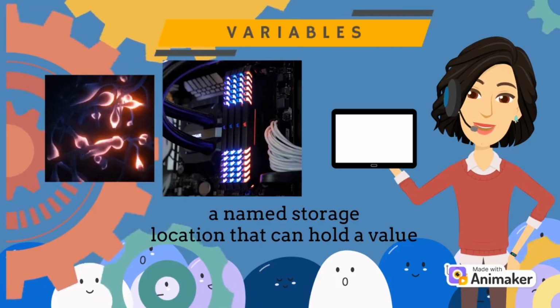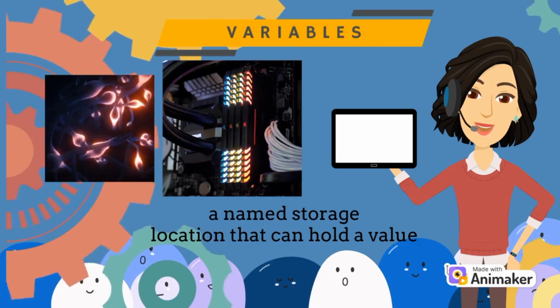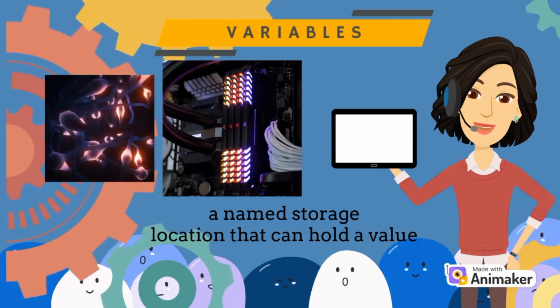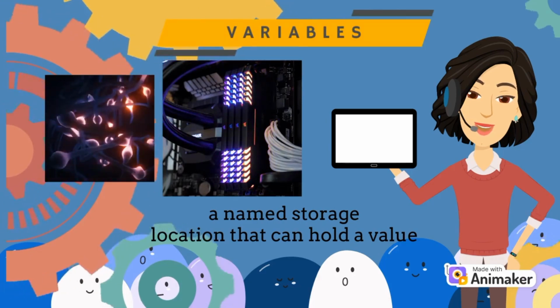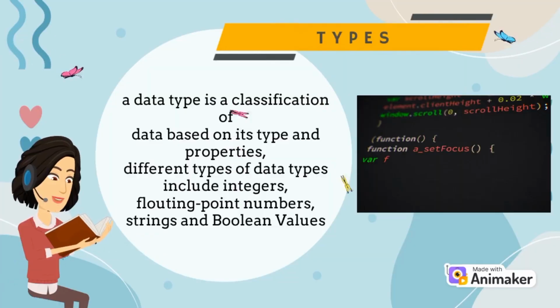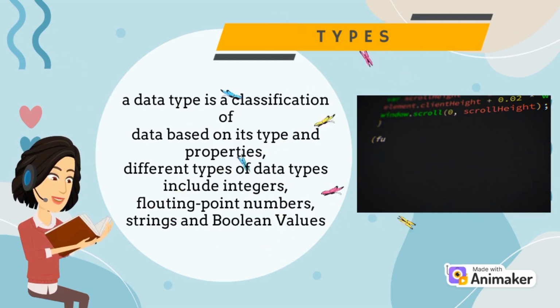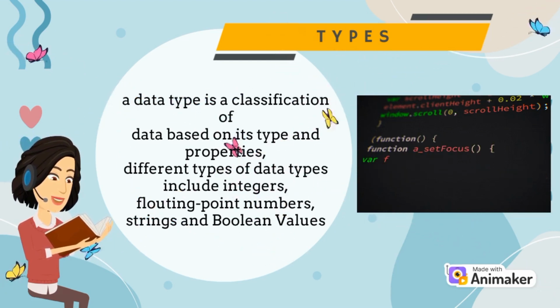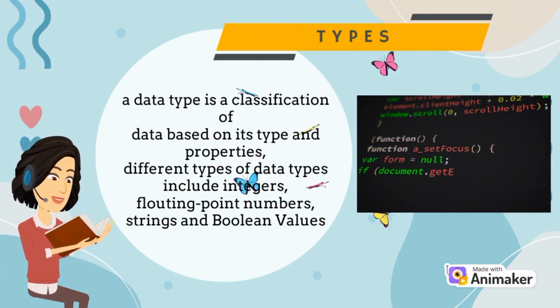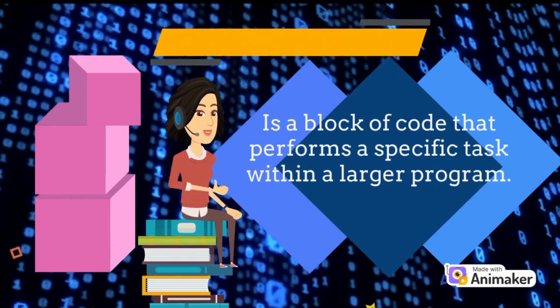Variables. A variable is a named storage location that can hold a value. Variables are used to store and manipulate data in a program. Types. In programming, a data type is a classification of data based on its type and properties. Different types of data include integers, floating point numbers, strings, and Boolean values.